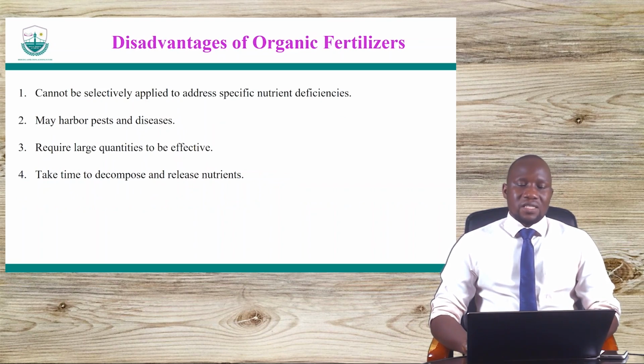The disadvantages are that you may not really know the quantities you're supplying, so you may not know whether the crops are actually getting the nutrients that they are deficient of. Some of the pests can be harbored in this manure, but it also requires a lot of effort and a lot of quantities to make sure that you get what you actually need. So it requires a lot of time and a lot of effort.